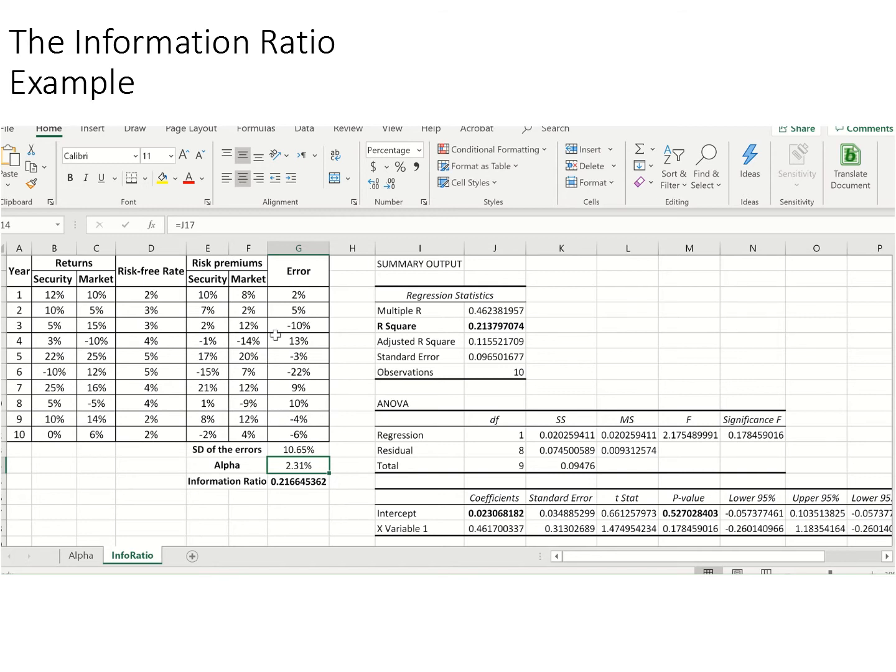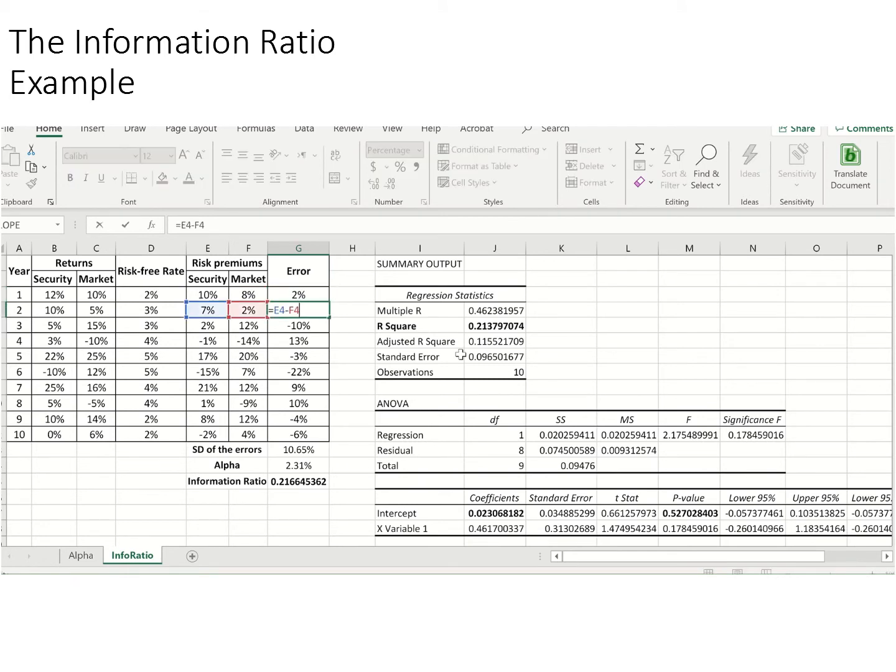How do we calculate the errors? So let's look at the errors first. That's the difference between the risk premium you are actually getting from the market and what you are getting from the security. So if you subtract the market risk premium from the security risk premium, you will get the error term for each year.